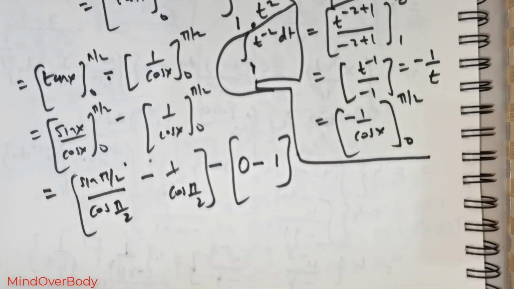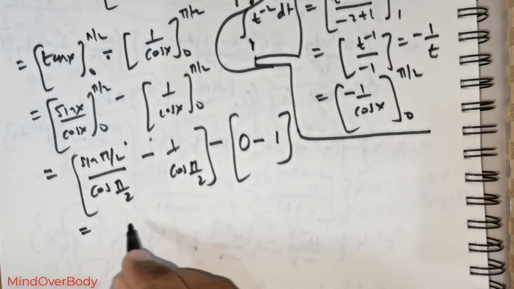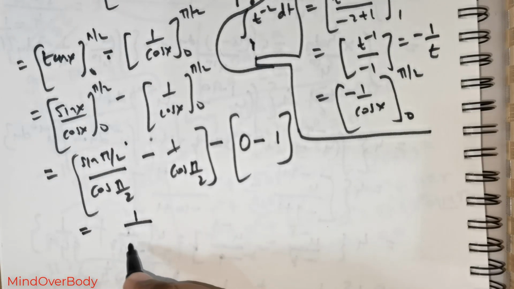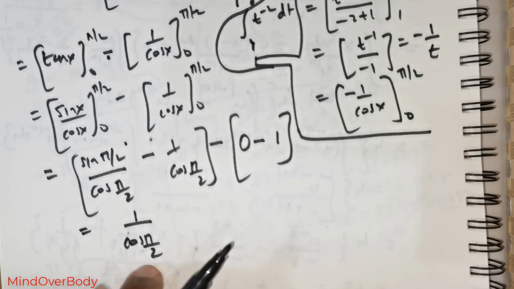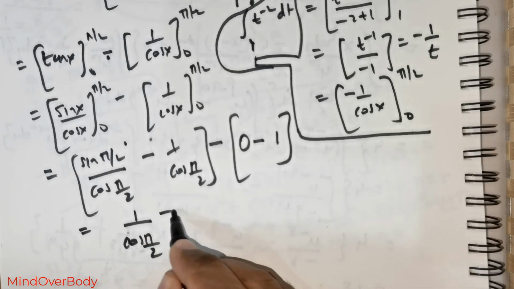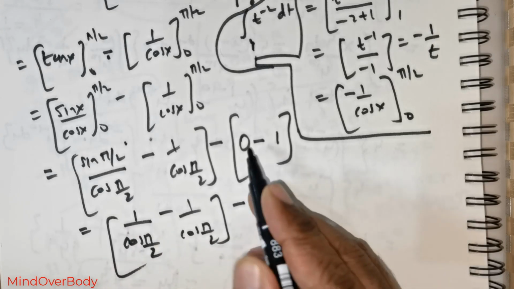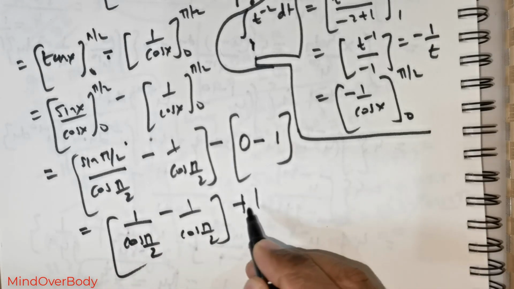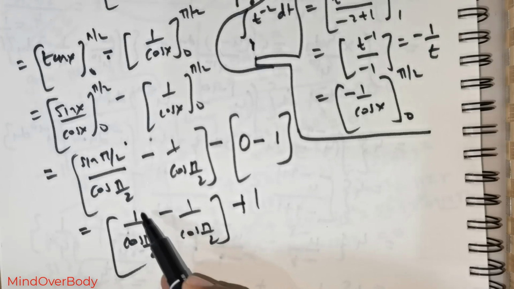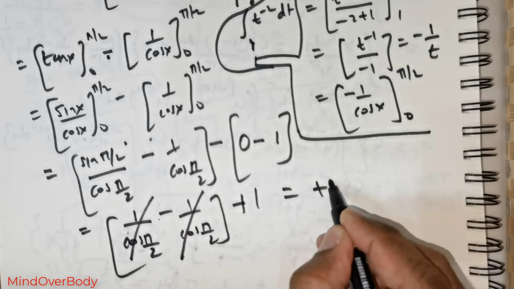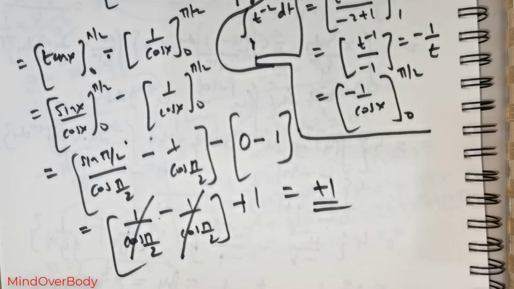Now sin pi over 2 gives me 1, so I have a value of 1 over cos pi over 2. I'm not going to place the value of cos pi over 2, I'm just going to retain it as it is. So this is going to be 1 over cos pi over 2, negative 1 over cos pi over 2, followed by negative negative, positive 1. Now what happens here? 1 over cos pi over 2 and negative 1 over cos pi over 2 get cancelled, giving me positive 1. This should be the answer.